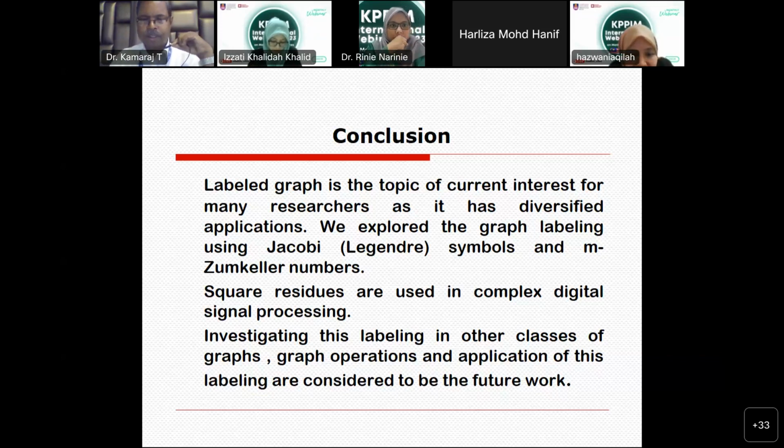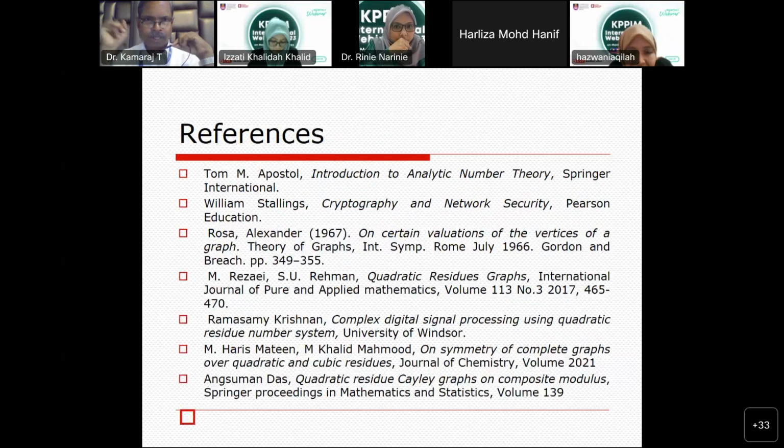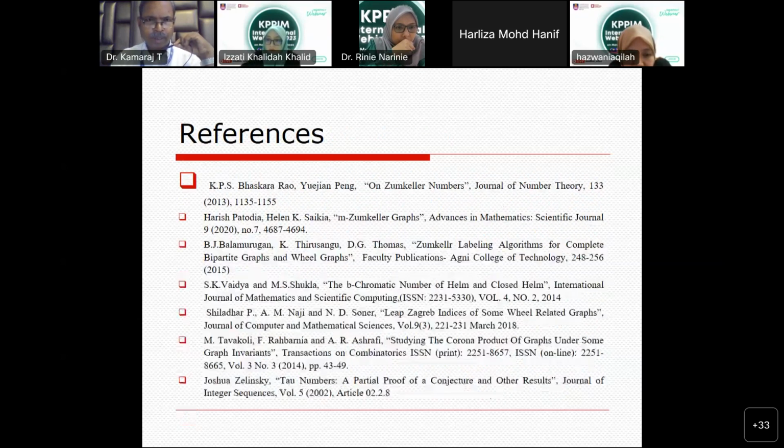Okay. So these are the references for the papers on square residue labeling and M Zumkeller labeling.